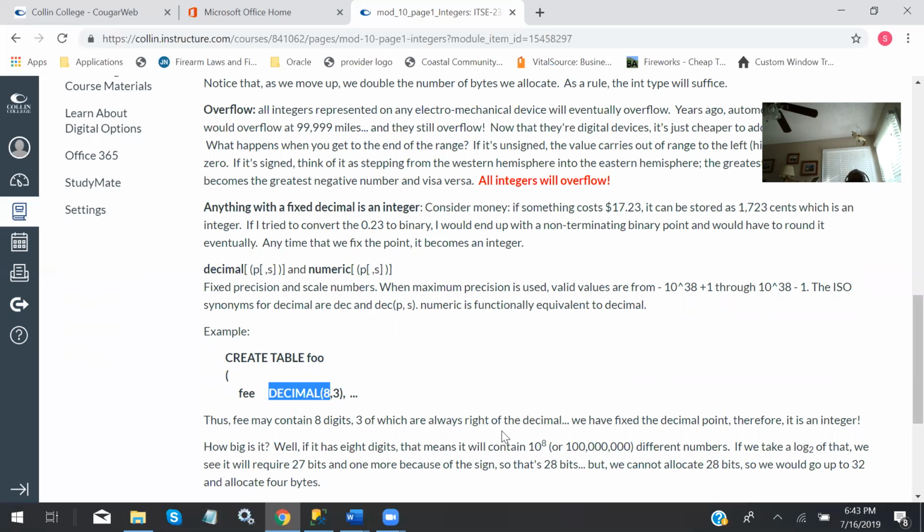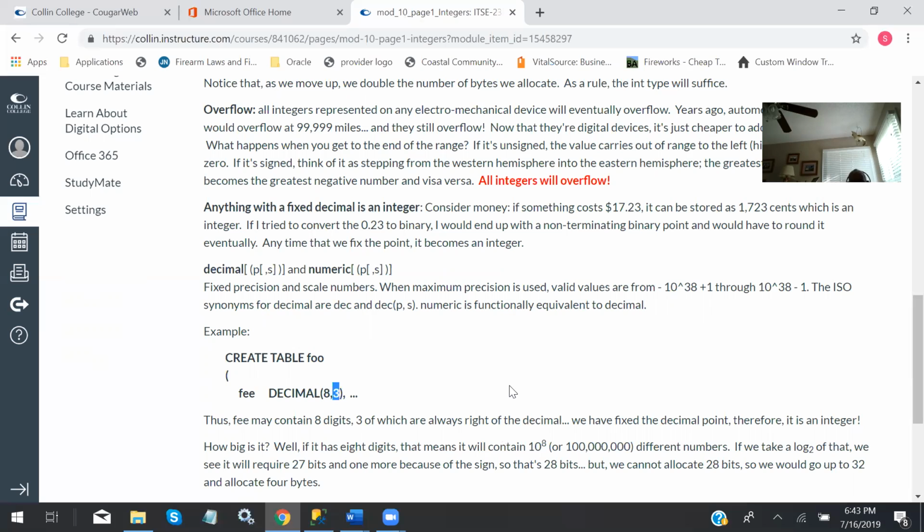Now, you know as well as I do that they're stored in base 2. So it's going to have to allocate a little bit more memory than that. Likely they'll go a little bit bigger, but it's at least big enough to hold 8 decimal digits. Of these 8 decimal digits, 3 of them are to the right of the decimal point.